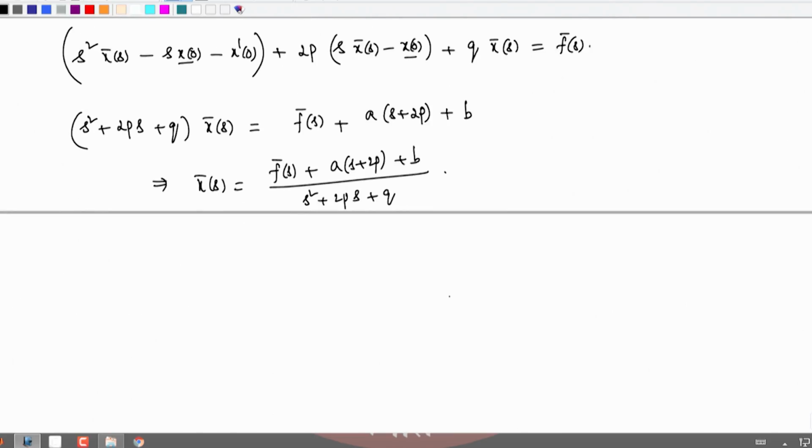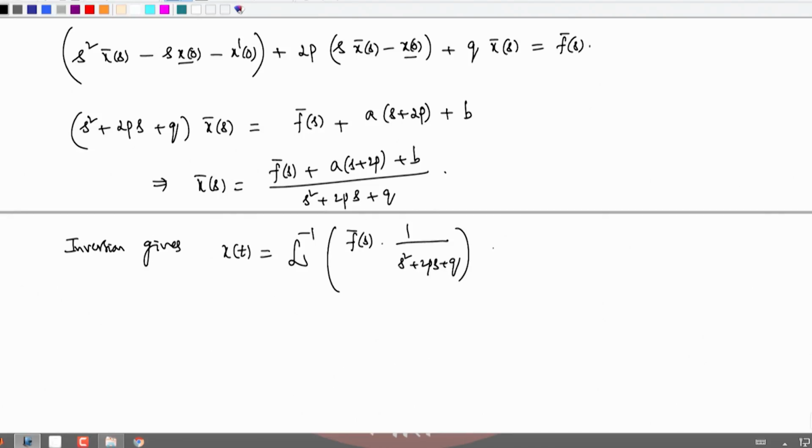So, if you take the Laplace transform and then the Laplace inversion, you can get your solution. Inversion gives x of t. That is simply the Laplace inversion of f bar of s times 1 by s square plus 2ps plus q, plus a times the Laplace inversion of, where a is a constant, s plus 2p divided by s square plus 2ps plus q. Of course, this is also a constant, so you can put it here.